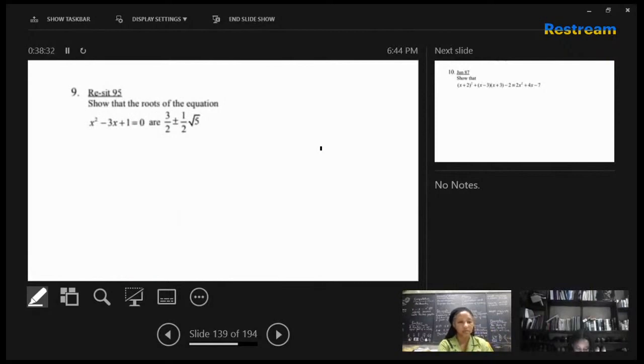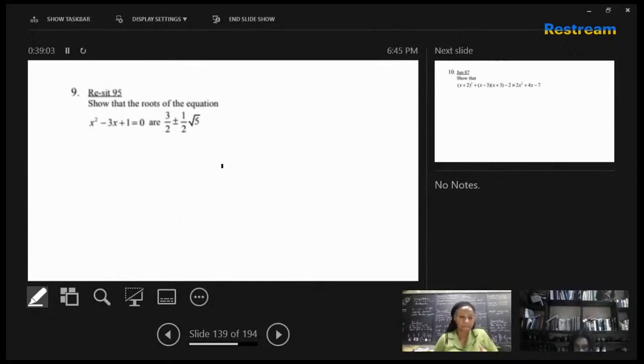Solve the roots. Miss, how do you solve the roots? Show that the roots of this equation are equal to this. So solve it and prove that when you solve it, these are the two answers: 3 over 2 plus or minus a half times root 5.